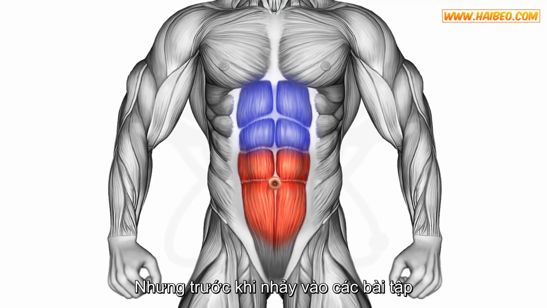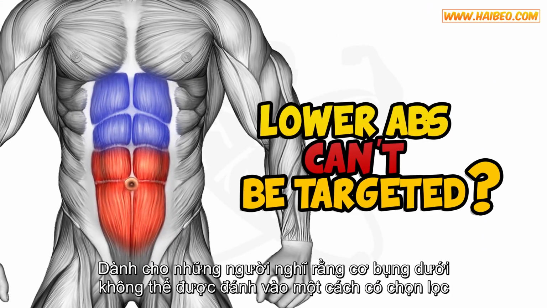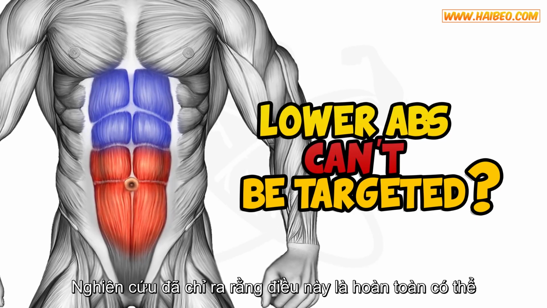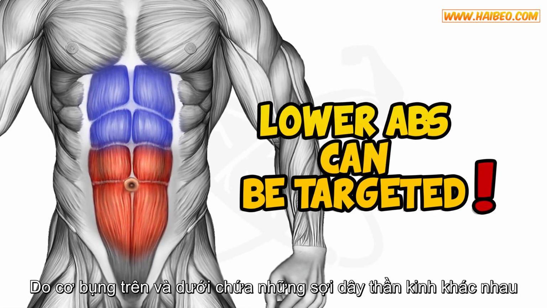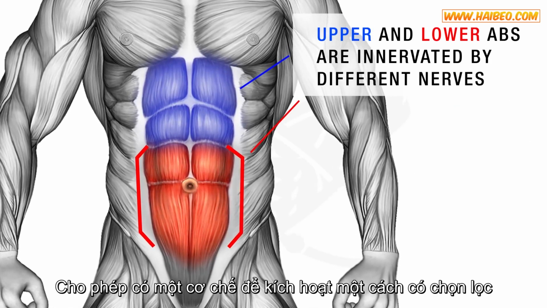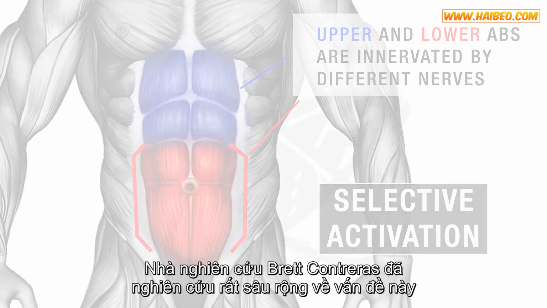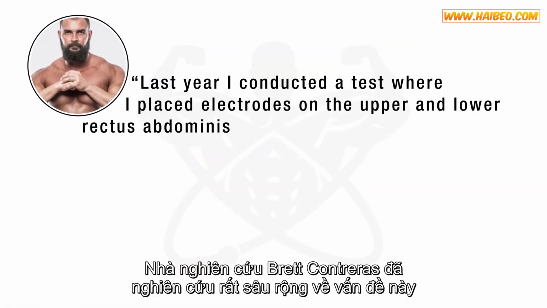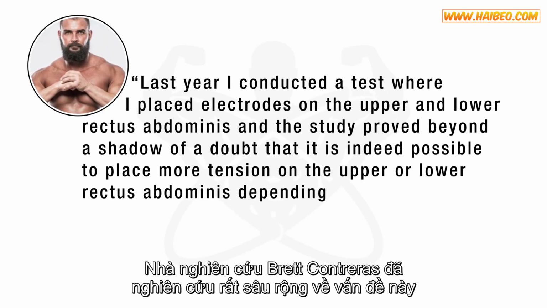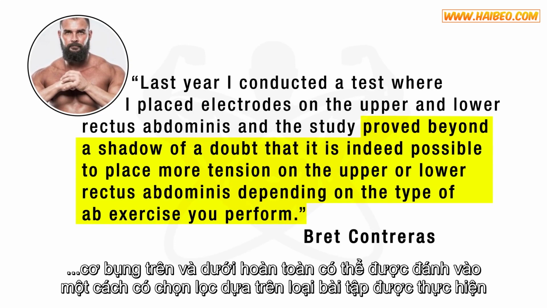But before we dive into the exercises, for those who believe that the lower abs cannot be selectively targeted, research clearly indicates that it is indeed possible. This is because the upper and lower abs are actually innervated by different nerves, and this hence provides a mechanism for selective activation. And in fact, researcher Bret Contreras has performed extensive research on this very topic, with his EMG findings concluding that the upper and lower abs can beyond a shadow of doubt be selectively emphasized depending on the type of exercise you perform.